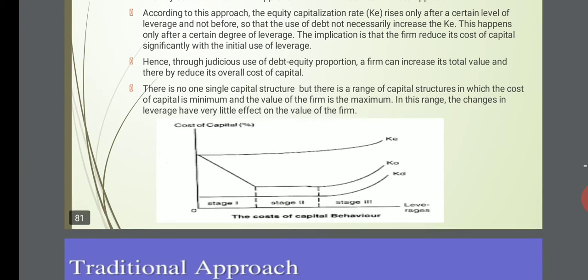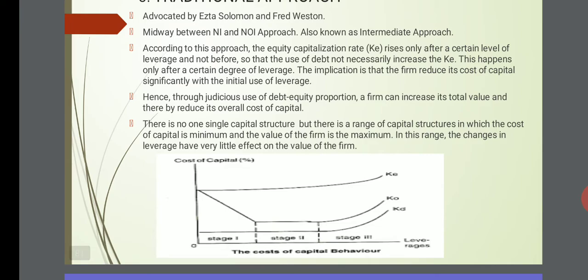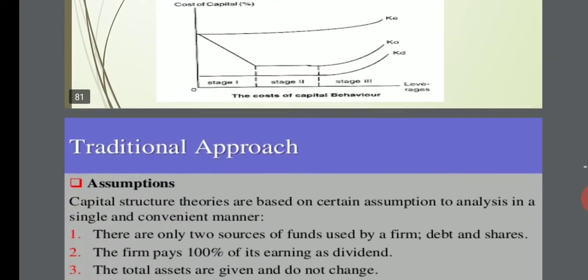So if you look into this graph, the whole thing has been divided into three: stage 1, stage 2 and stage 3. If you look into this, cost of debt and cost of equity. So when you increase debt in the initial phases, the overall cost of capital goes down. Then it remains constant at stage 2. And at stage 3, the overall cost of capital increases with the increase in the debt component. So this is the cost of capital behavior.